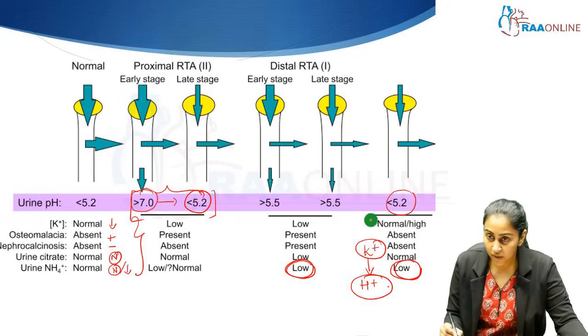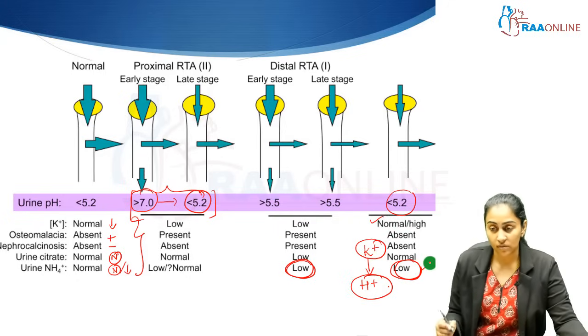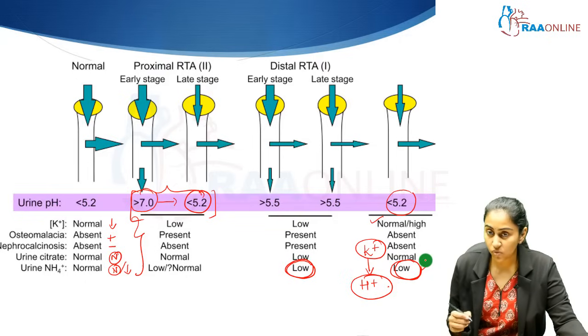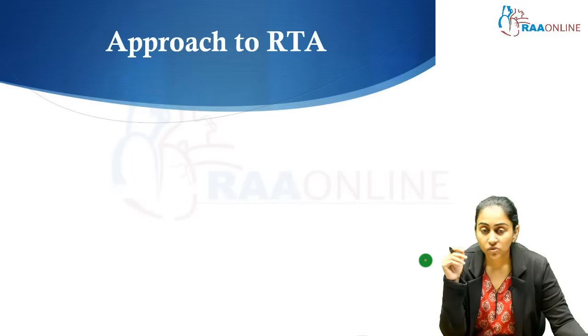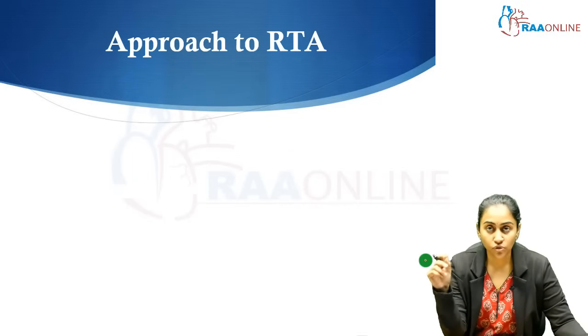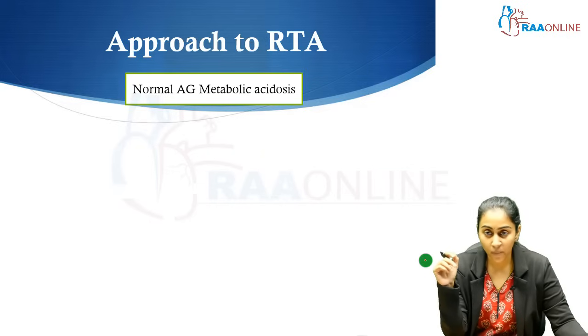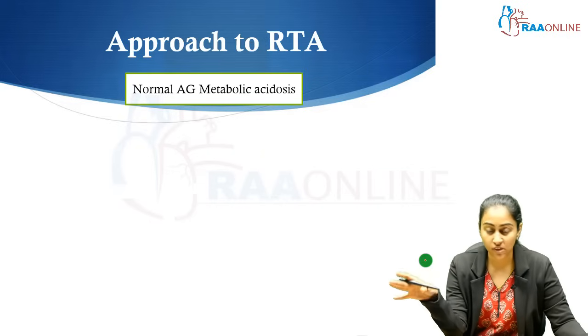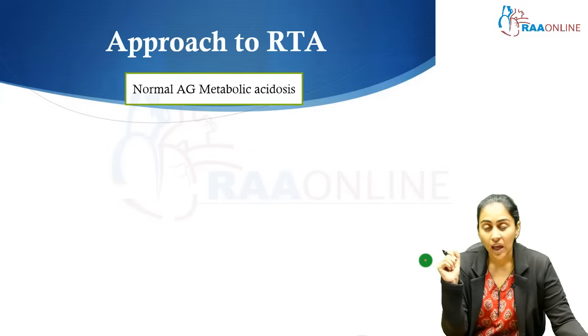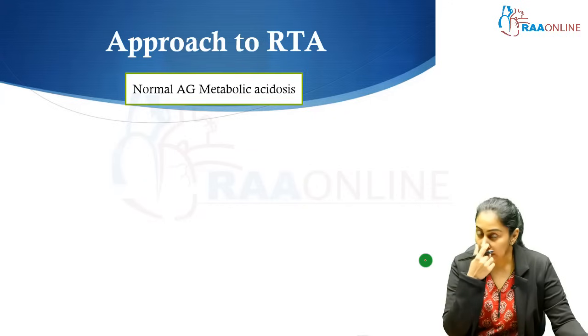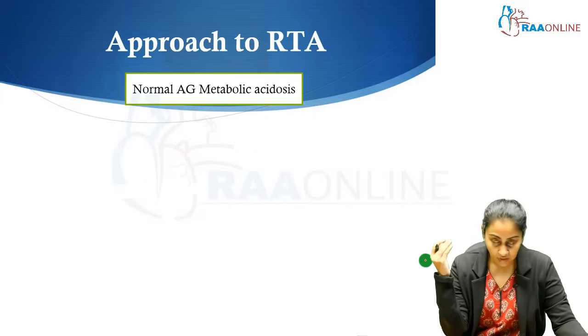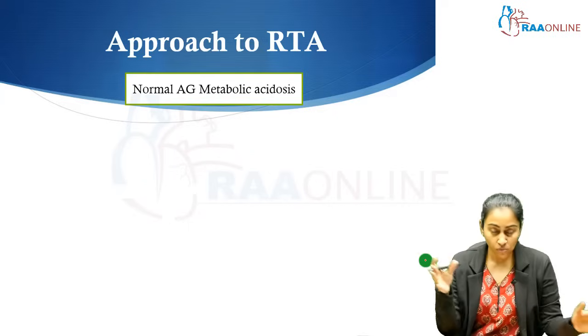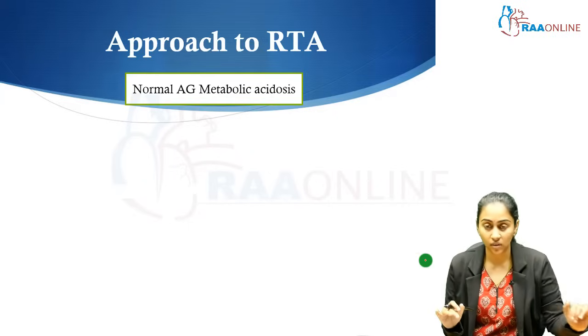So the patient has hyperkalemia, an alkaline urine, and a metabolic acidosis. So this is your type 4 renal tubular acidosis. So a quick fix approach to renal tubular acidosis: whenever you have a normal anion gap metabolic acidosis, this means there is either a bicarbonate loss or a hydrogen ion retention. And this could occur either at the kidney level or at the level of the gastrointestinal tract. So bicarbonate loss can be either renal or extrarenal.